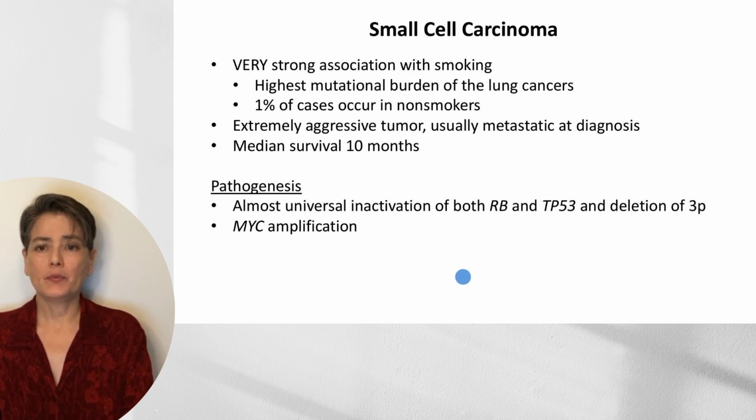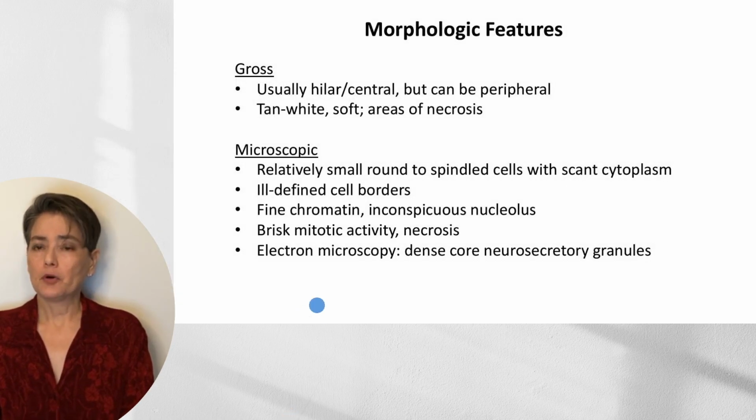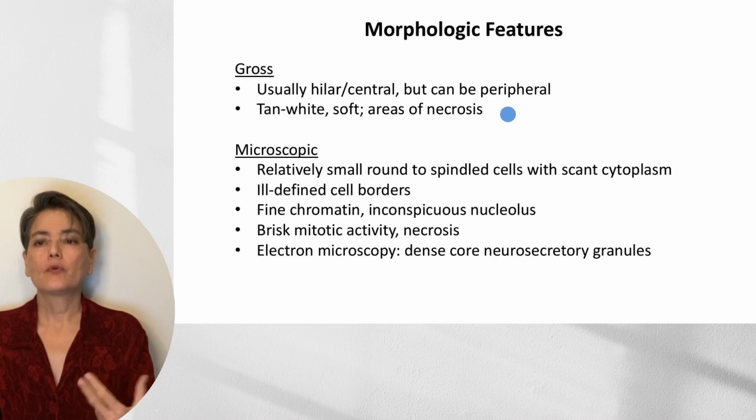In the pathogenesis, we tend to see almost universal inactivation of both RB and TP53. We can also get deletion of the short arm of chromosome 3, which has an undefined tumor suppressor gene there. Another finding will be MYC amplification. Remember, MYC is involved in changing cellular energetics and contributes to rapid growth. So morphologically, again, usually hilar/central, but it can be peripheral, tan white and soft with areas of necrosis. Remember, necrosis is a feature we associate with rapid growth as the tumor outgrows its vascular supply.